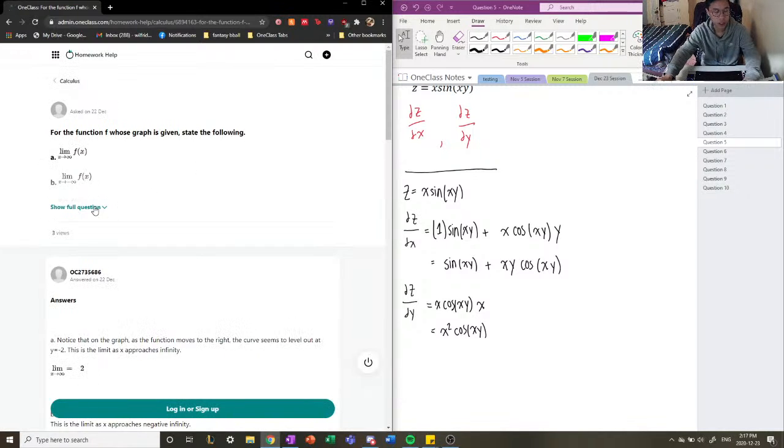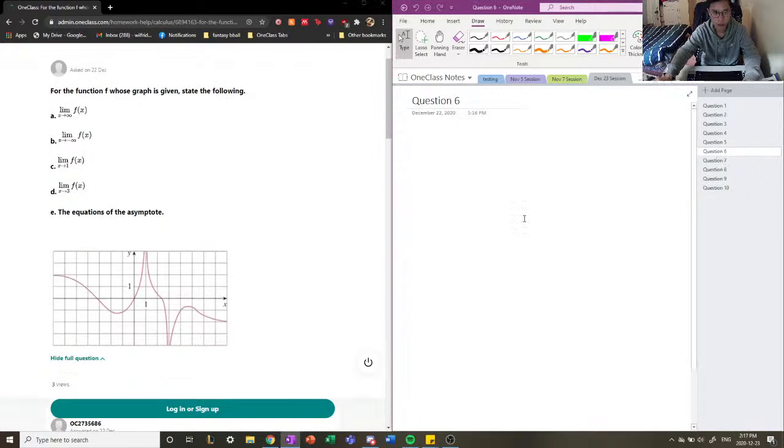So the next question asks us to evaluate the limits of this function. They graphed out a function for us, and they told us to evaluate the limits for a, b, c, and d, and calculate its asymptotes. Let's calculate a first. So a and b are calculating the end behaviors of these functions. And end behaviors of functions basically correspond to horizontal asymptotes, if there are any.